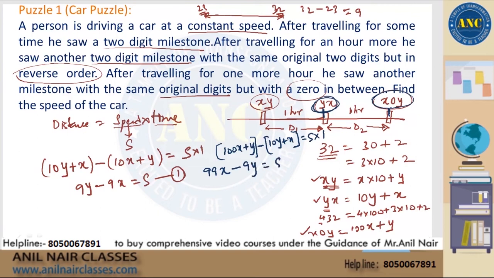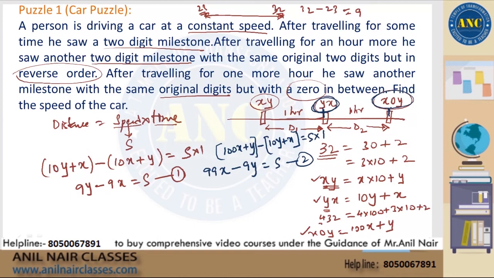and that's equal to s. So basically, technically, if you see, you have two equations. What are those two equations? 9y minus 9x is s, and 99x minus 9y is s. That's your second equation.